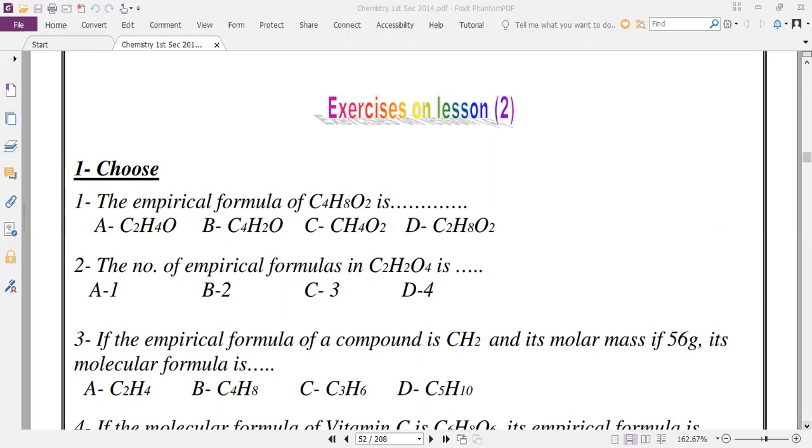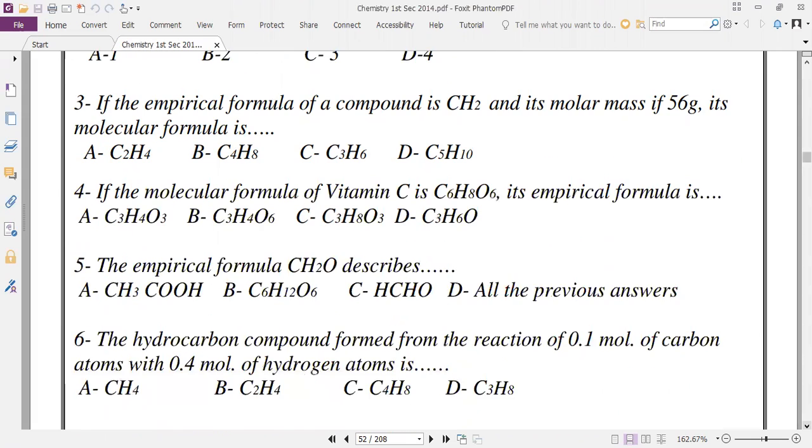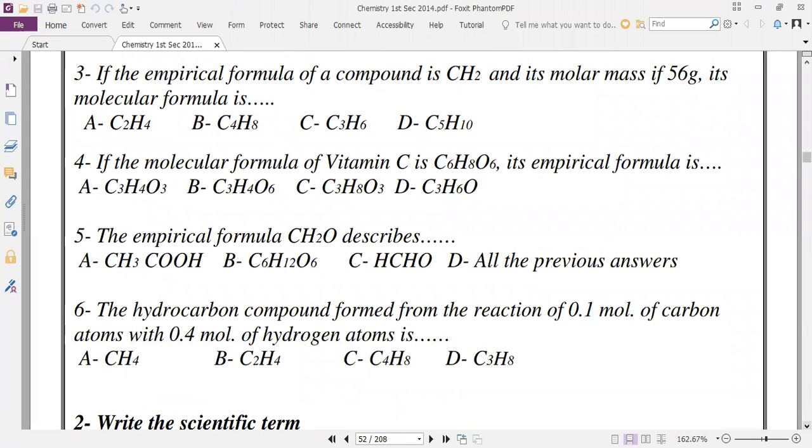The question number 2 will be 2. The number of empirical formula units will be 2. Excellent, because we can divide by 2. So the number of units, K, equals K. Number 3 will be C4H8. C what? C4H8. C4H8, excellent. Okay.